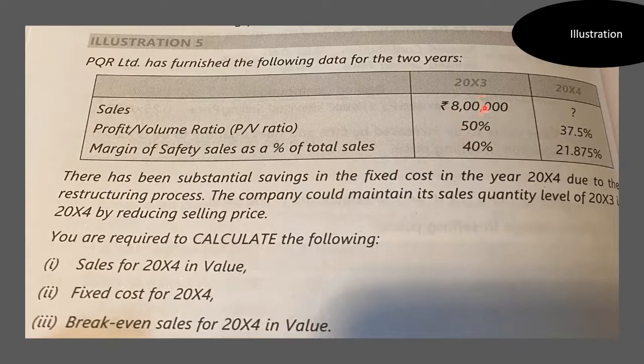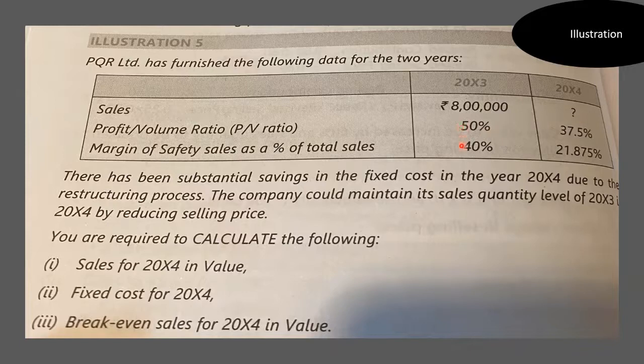We have been given total sales in 2013, 2014 not there. Profit volume ratio given for both the years. Margin of safety given for both the years. So this much information we have. Just think, with this much information, what all can we produce? We know how this 50% is arrived at, right? This is contribution divided by sales, which means sales is already there. C divided by S is equal to this. So we have 50% is equal to C divided by 8 lakhs. C we need to find out. How easy it is.